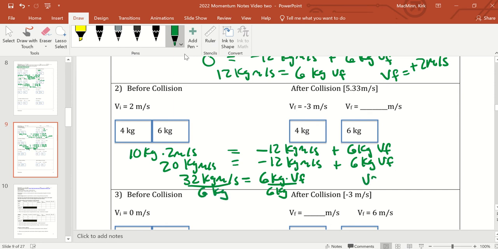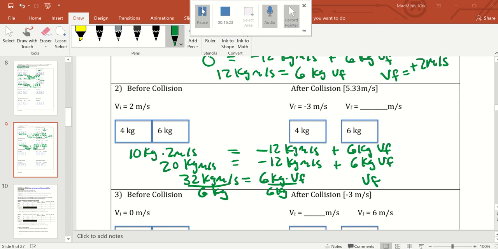And when I do that, I'm going to get a final velocity of positive 5.33 meters per second. That tells me that the 6 kilogram mass will be moving right at 5.33 meters per second after the collision.